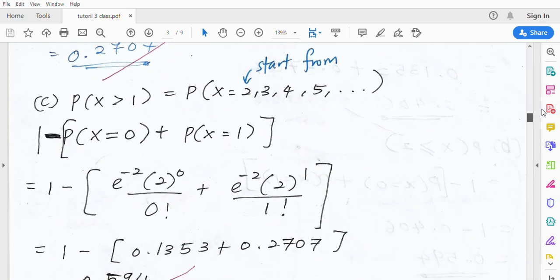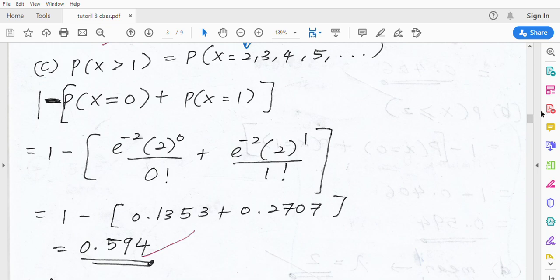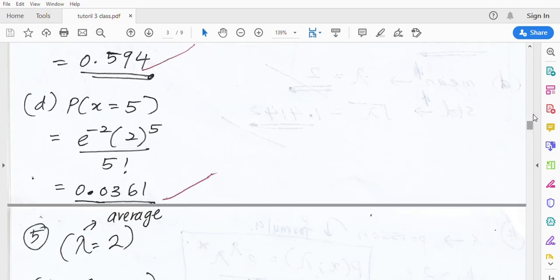Then for C, probability of x greater than 1, same question as number 1. So x greater than 1 starts from 2 and so on. So we simply do 1 minus the probability of x equals 0 and 1, because 1 is not included. So 1 minus the probability of x equals 0 and 1 using the Poisson formula. So we will get the answer 0.594, and D is the probability of x equals 5.